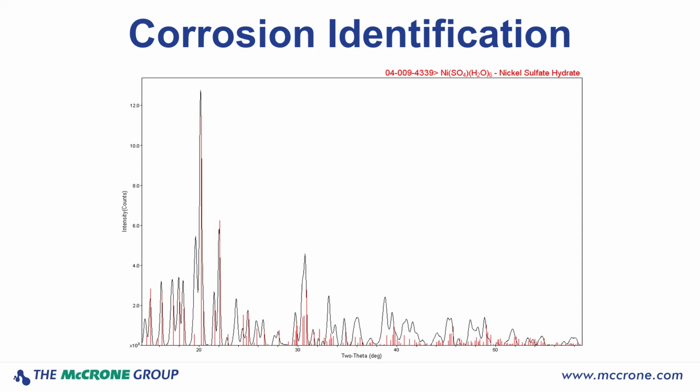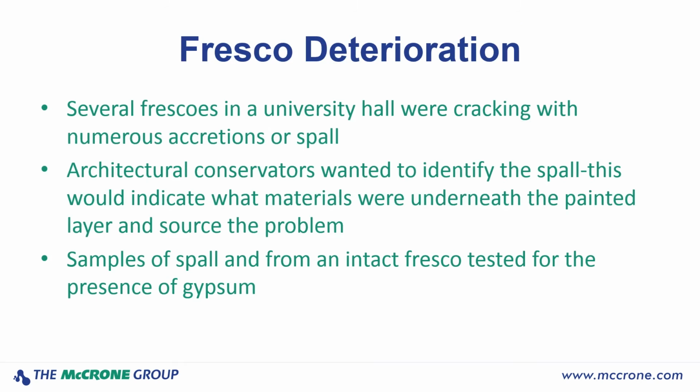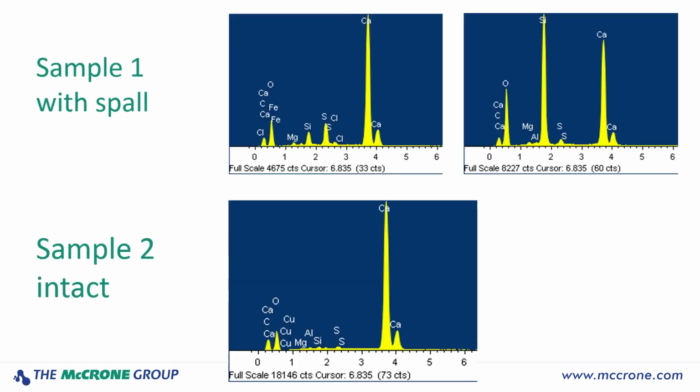A case study for some other particles was a fresco deterioration. Several frescoes in a university hall were showing spall or accretions on their surface, and the conservators wanted to know what was the composition of the spall and the composition of the intact material. So samples were taken from both. So you can see here SEM-EDS was done first. The sample that had the spall was mostly calcium, which is pretty expected with a fresco, but also large amounts of silicon, which was rather unexpected. The intact sample was mostly calcium, oxygen, and carbon, with small amounts of trace elements.